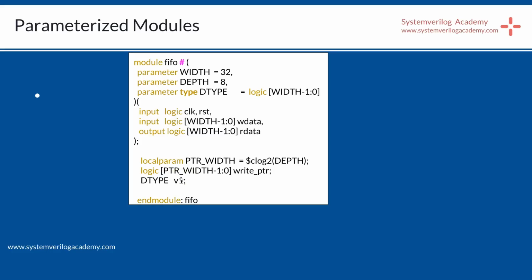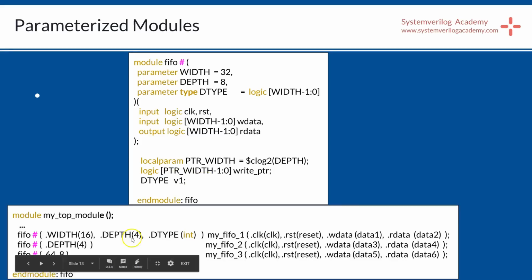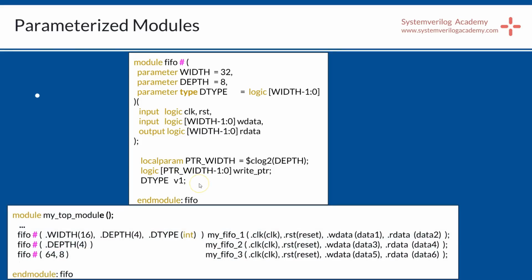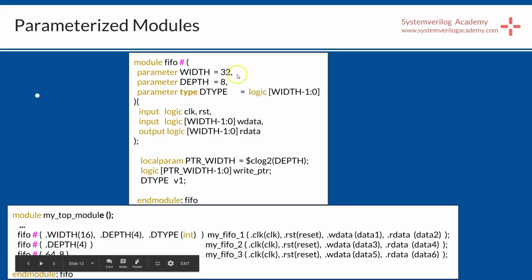3 different styles of instantiation of the same module FIFO are shown here. The first instance named myFIFO1 is explicitly specifying all parameters. The second instance named myFIFO2 specifies only a value for the depth parameter, and here width and dType get their default values.